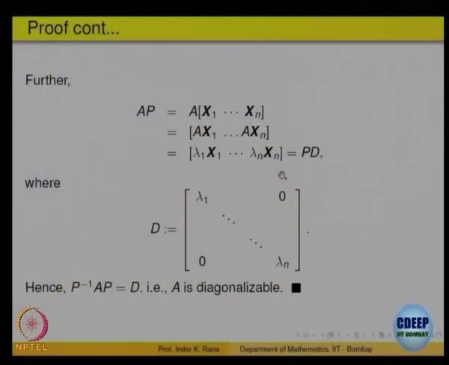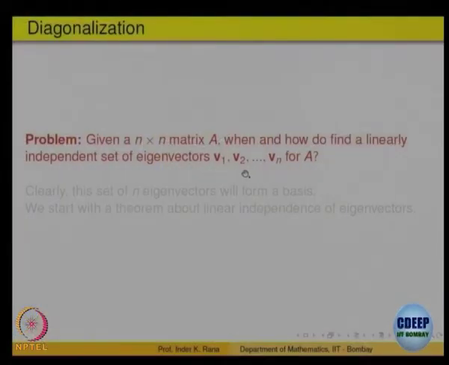So, this proves the theorem that a matrix A is diagonalizable if and only if there are n eigenvalues, and the eigenvectors corresponding to them form a linearly independent set. That is a condition for diagonalizability. When they are linearly independent, everything is okay. The problem is, given an n cross n matrix, how do you find a linearly independent set of eigenvectors? Does a given matrix have n eigenvalues, and for each eigenvalue an eigenvector, and do they form a linearly independent set or not? If yes, the matrix is diagonalizable. If not, you can't help it, it is not diagonalizable.